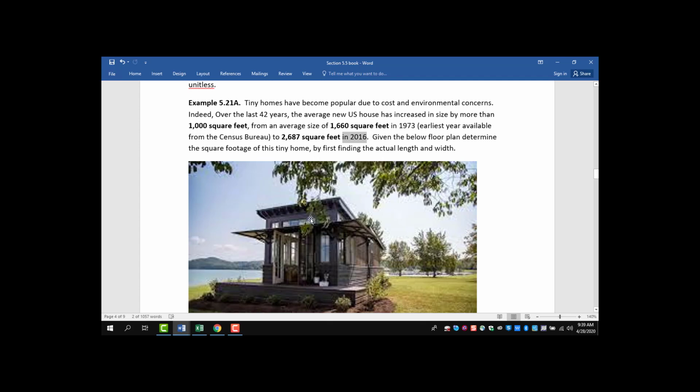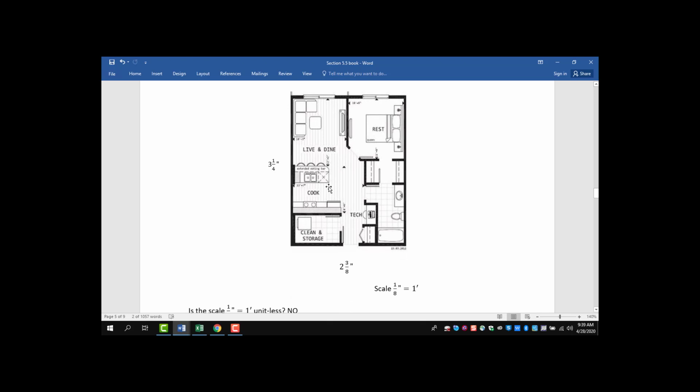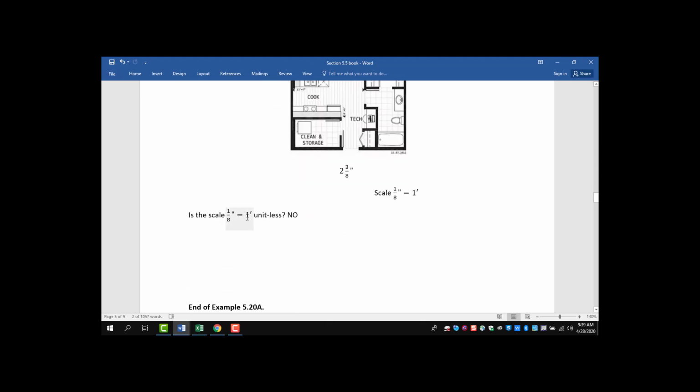Given the floor plan below for this tiny home, find the square footage. So we're going to find how many square feet are in this tiny home. But we first got to find the actual length and width. And here is a model, a floor model of the tiny home. Notice the scale is 1/8 of an inch equals 1 foot. That's the scale. The length is 3 1/4 inches and the width is 2 3/8. Is this unitless? No, it's not unitless.